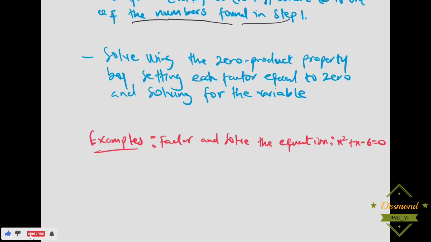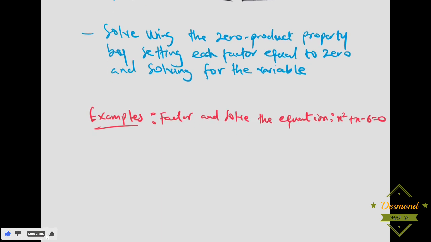So we use the example x squared plus x minus 6 equal to 0. Now let's see how we are going to do this. We said first of all, we need to factor x squared plus x minus 6 equal to 0. So we are going to look for two numbers whose product is equal to -6 and whose sum is equal to 1. So let's go ahead and do that. We begin by looking at the possible factors of -6.